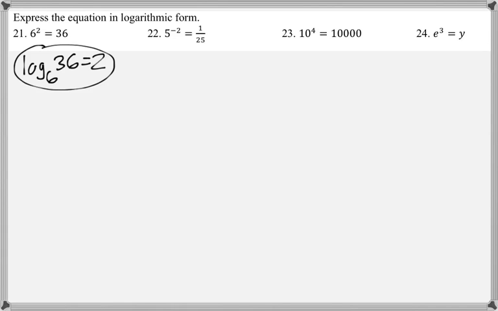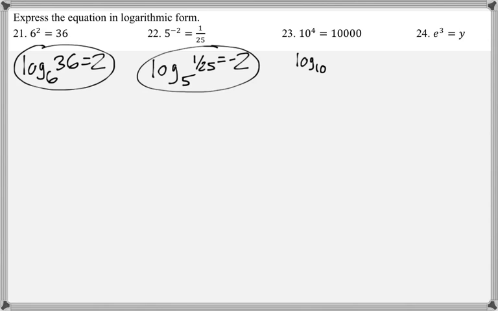For 22, it's going to be log base 5 of 1 over 25 is equal to negative 2. 23 will be log base 10 of 10,000 is equal to 4. And we actually don't need to put the 10 there because it's an implied base if we don't put it. So it's actually just going to be log of 10,000 is equal to 4.